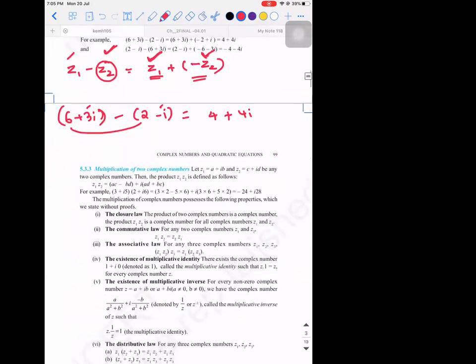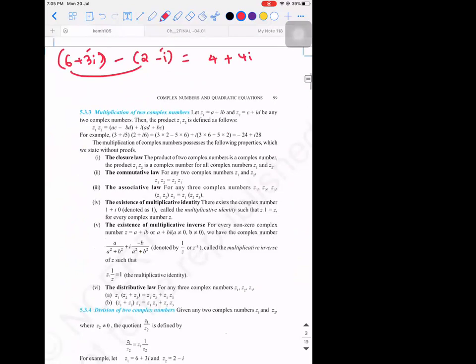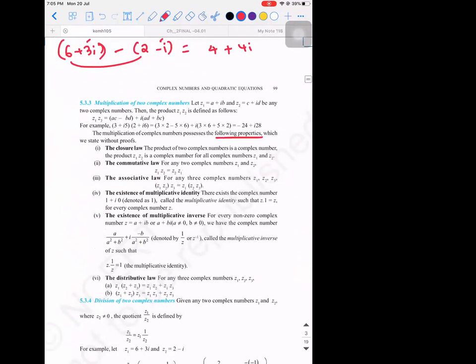Now see, what are all the properties associated with multiplication of complex numbers? The closure law: the product of two complex numbers is a complex number. So the product z1 z2 is a complex number for all the complex numbers z1 and z2. If z1 is like this and z2 is like this, z1 into z2 is the product.